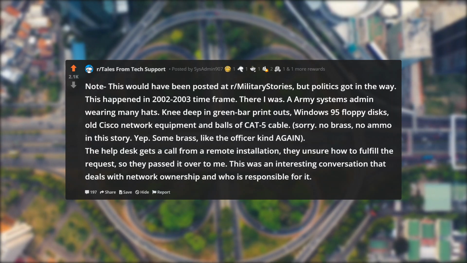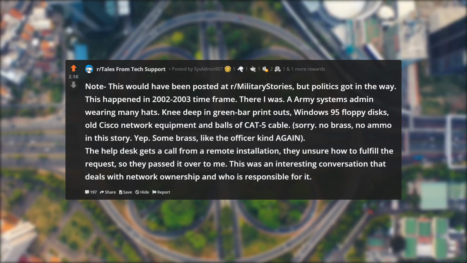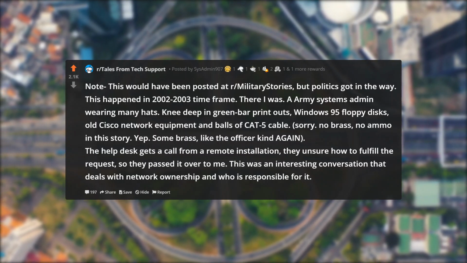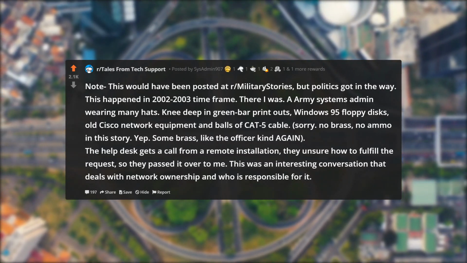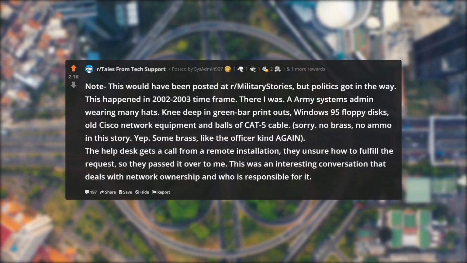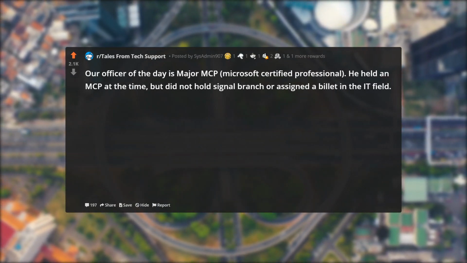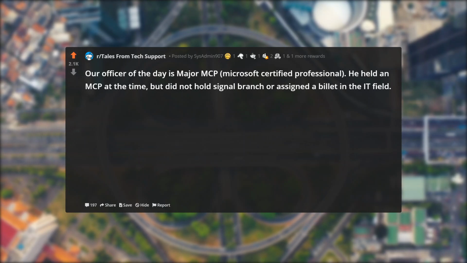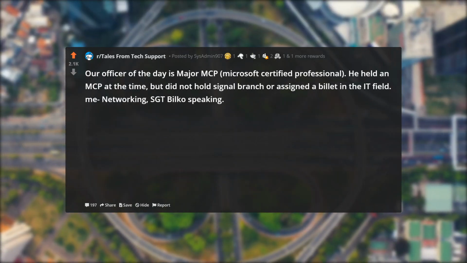The help desk gets a call from a remote installation, they're unsure how to fulfill the request, so they passed it over to me. This was an interesting conversation that deals with network ownership and who is responsible for it. Our officer of the day is Major MCP, Microsoft Certified Professional. He held an MCP at the time, but did not hold a signal branch or an assigned billet in the IT field.